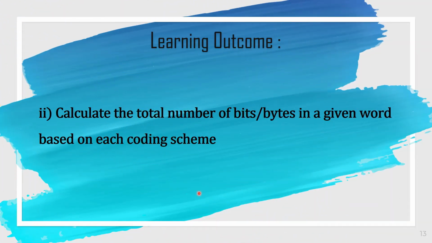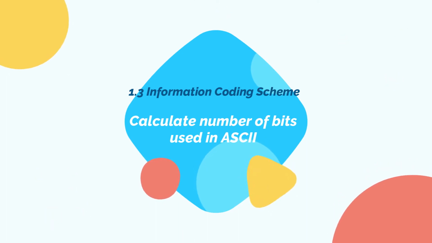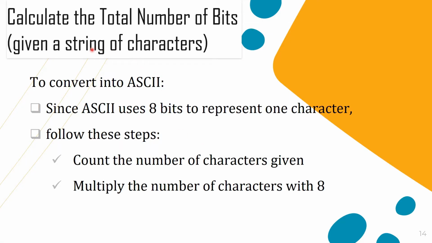Let's continue to our second learning outcome. For this learning outcome, you should be able to calculate the total number of bits or bytes in a given word based on each coding scheme. So the first one, if given to you a string of characters and the question wants you to convert it into ASCII.